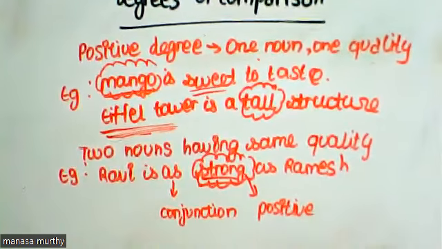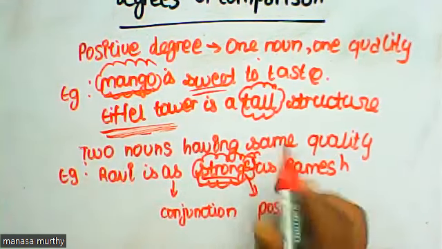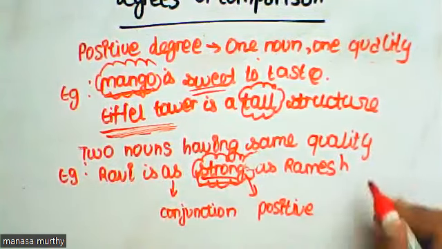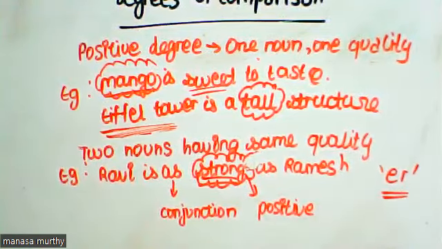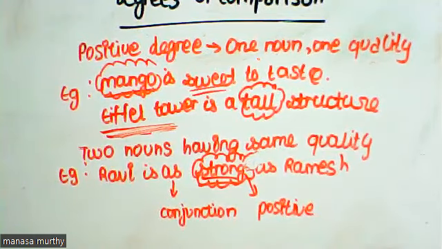But if this word is in comparative form, what will the word be? Stronger. You add the suffix ER to the word strong, if I have to use the comparative degree of comparison. When it is exactly about one person or two nouns having the same quality, I will be using the positive degree of comparison. Okay? And if I am doing a comparison exactly between two, and I tell one is better than the other, I am telling the given sentences in the comparative degree of comparison.